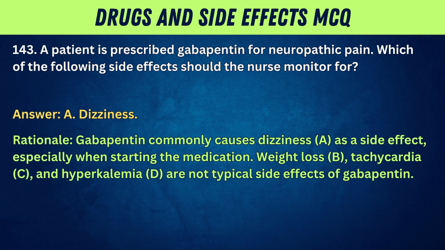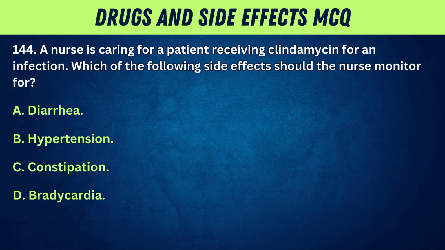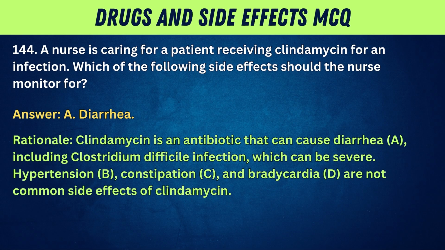Answer: A. Dizziness. Rationale: gabapentin commonly causes dizziness, A, as a side effect, especially when starting the medication. Weight loss, B. Tachycardia, C. And hyperkalemia, D. Are not typical side effects of gabapentin. 144. A nurse is caring for a patient receiving clindamycin for an infection. Which of the following side effects should the nurse monitor for? A. Diarrhea. B. Hypertension. C. Constipation. D. Bradycardia.